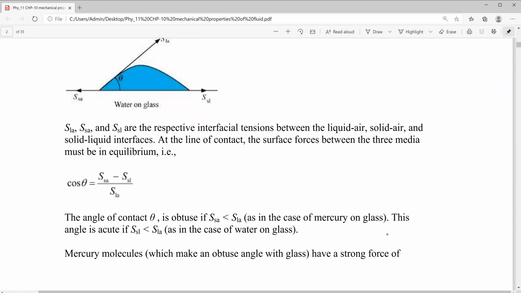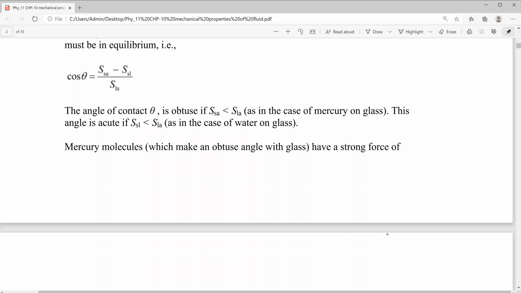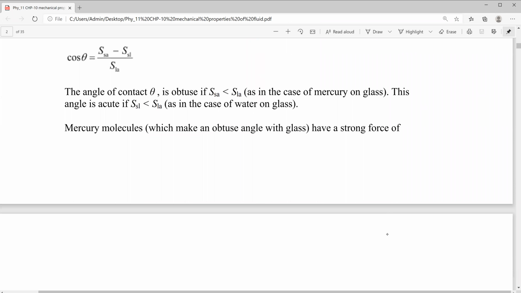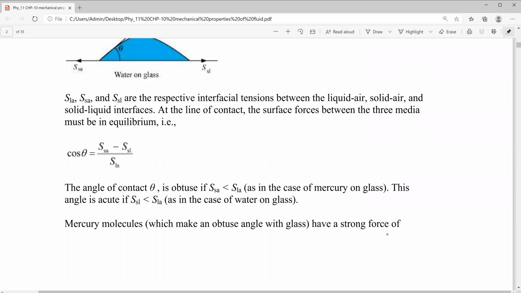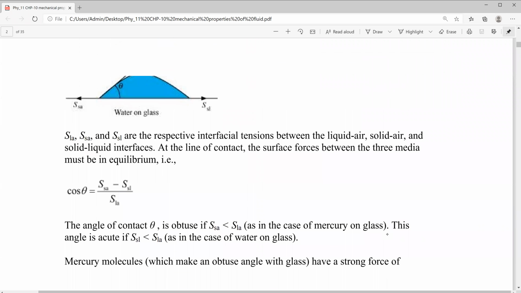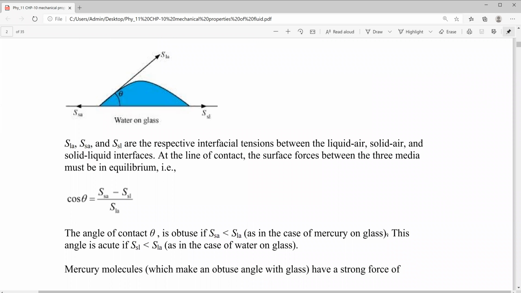Mercury molecules have a strong force of attraction between themselves and a weak force of attraction towards the solid. Hence, they tend to form a drop. So this is the answer for the first question.